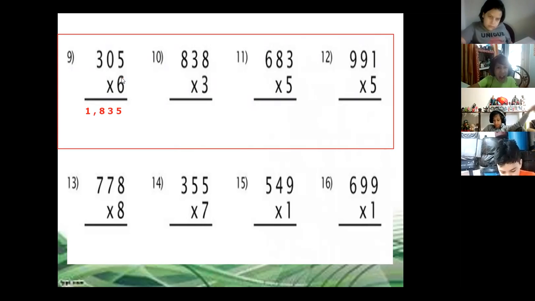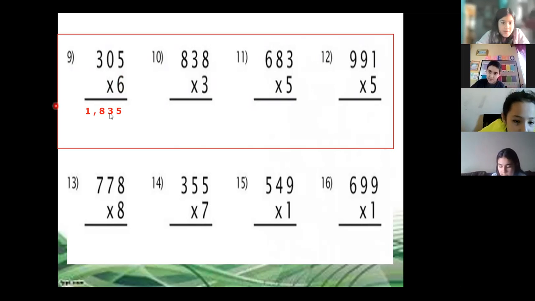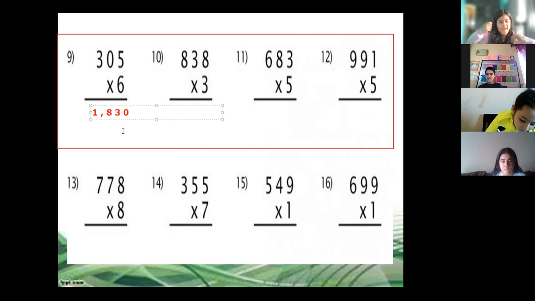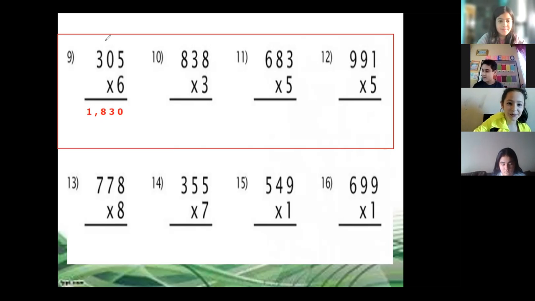We have 6 times 5 or 5 times 6. What is the answer of 5 times 6? 30, that's right. So here, let me write it down one more time. It's 30, right? So we write number 0, and which number will we regroup? 3, that's right. Now 6 times 0, 0. Plus 3. It's 3. That's right. Now 6 times 3.